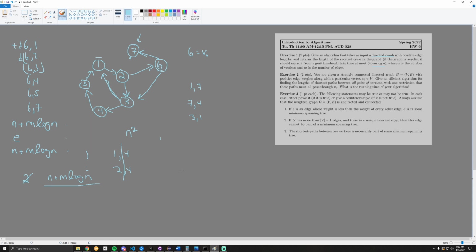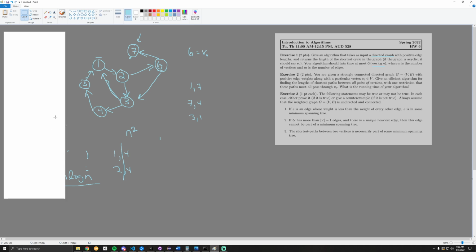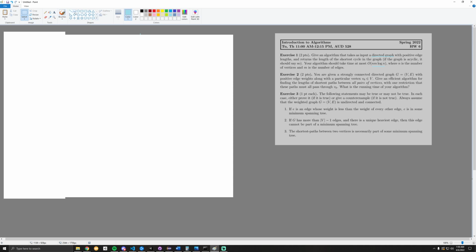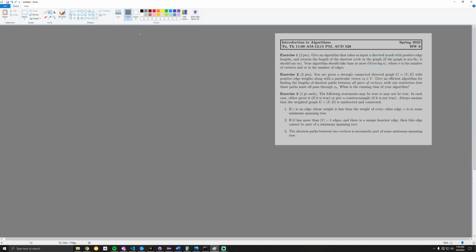Okay, now exercise 3. Let's clear this out again real quick. Actually, I'll draw a new graph for this one. Okay, all right. So the following statements may be true or they may not be. In each case, prove it or give a counterexample. We need to assume that it is undirected and connected.